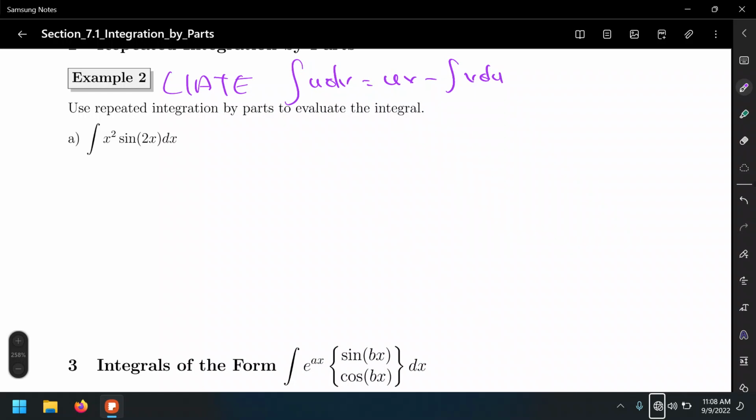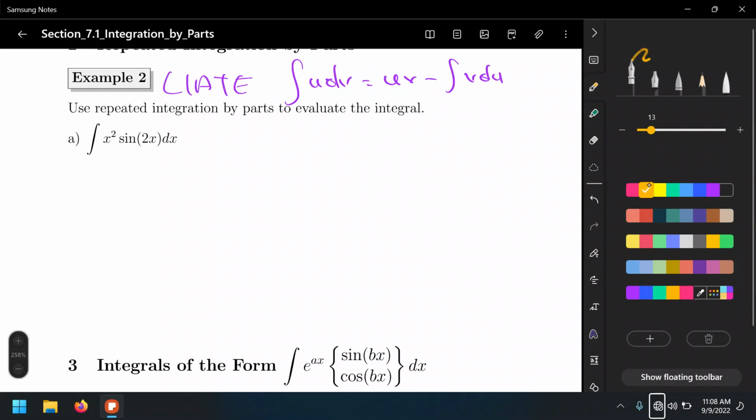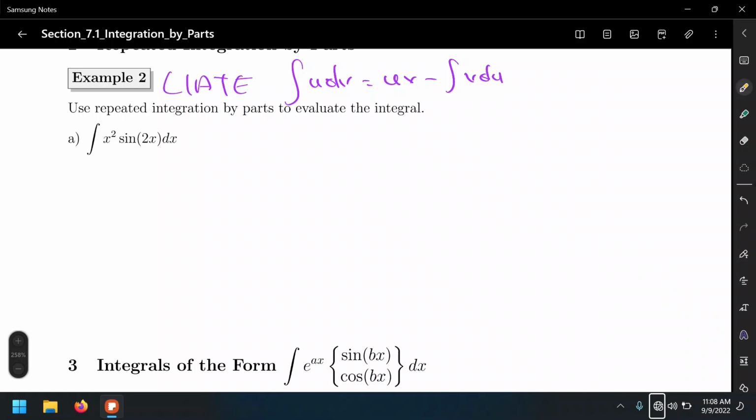Right, then let me write the formula again. Well, let's go with the checklist. L stands for logarithmic functions. Do we have any logarithmic functions here? No. Okay. I stands for inverse trigonometric functions. Do we have any? A. What does the A stand for? Algebraic function. Do we have any algebraic functions? Which one is it? That means dv will be sine 2x dx.